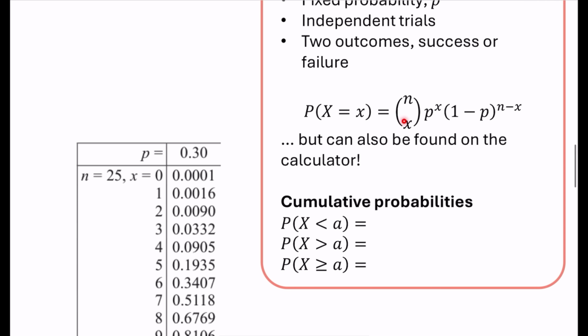But of course, you don't have to use this. In fact, it is very rare to use this. You can also find this on the calculator. We maybe would use this if there were some unknowns, but that's incredibly rare here.